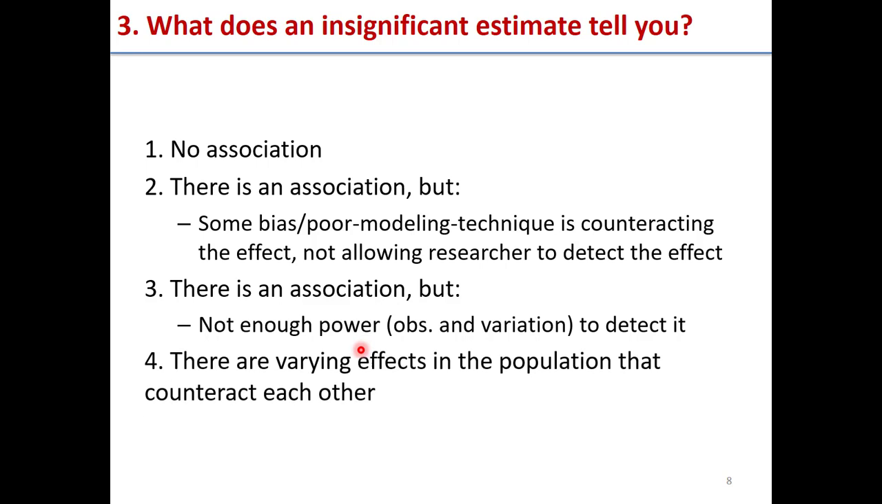And then fourth, there could be varying effects in the population that counteract each other. So let's go back to that divorce example. It could be divorce has a real positive effect on some children, and it has a real negative effect on other children, and those effects are just counteracting each other. And so it doesn't mean that the divorce doesn't affect these kids. It just means on average, we're not able to see any evidence that the divorce is having an effect on kids.